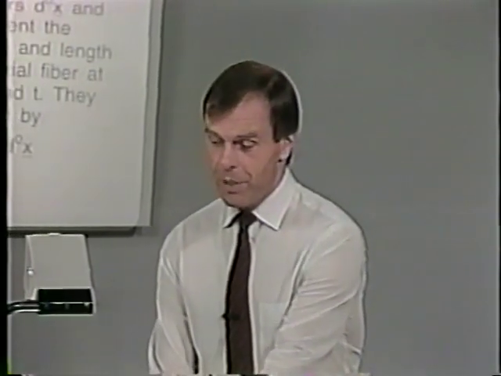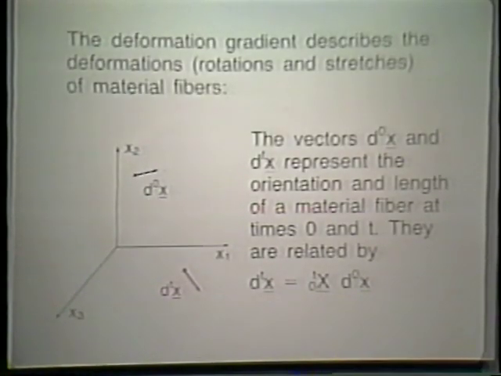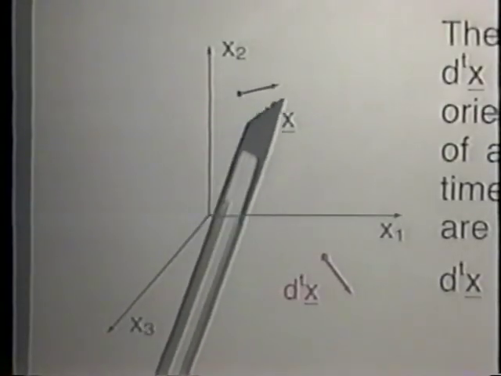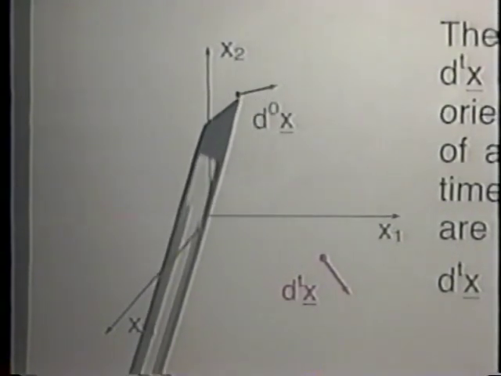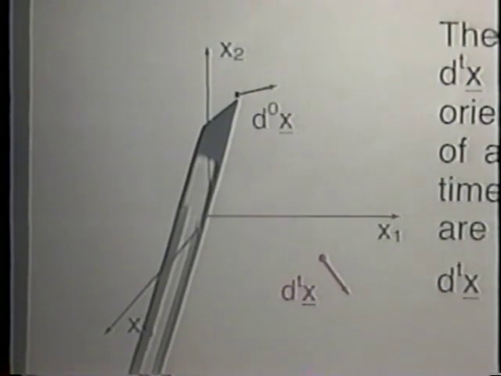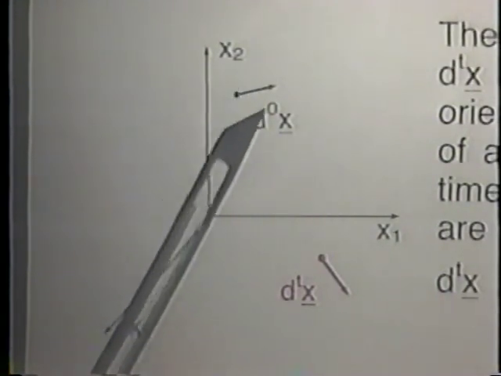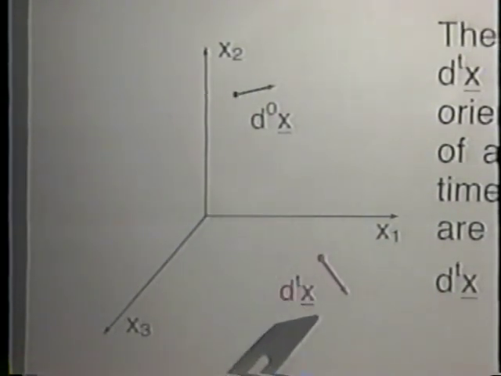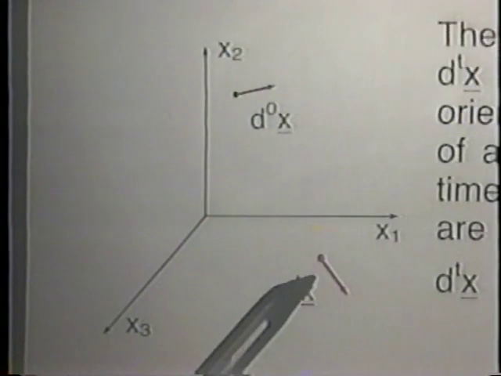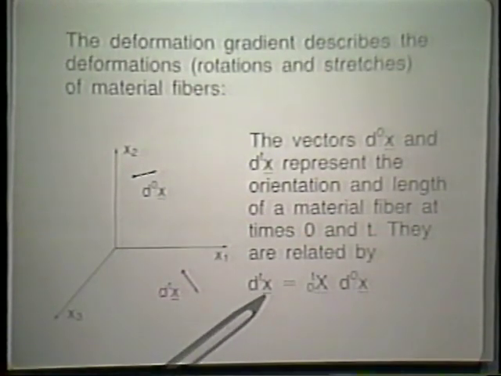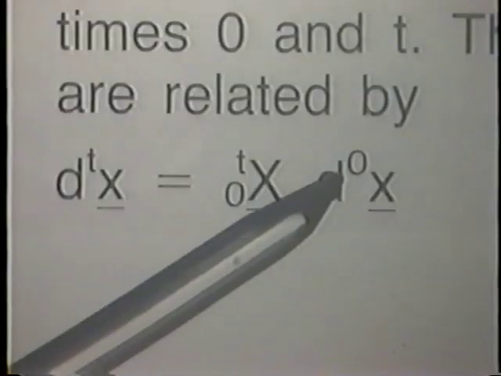The deformation gradient, as I briefly mentioned, describes the deformations, the rotations and stretches of the material fibers. Let's look at some examples now. For example, if we have D0x here, that is a material fiber in its original configuration. Of course, that original configuration is going to be deformed, moves through the stationary coordinate system. That fiber moves into this situation here. It becomes dtx. The deformation gradient gives us this element as a function of that element as given in this equation. In other words, dtx is equal to T0x times d0x.